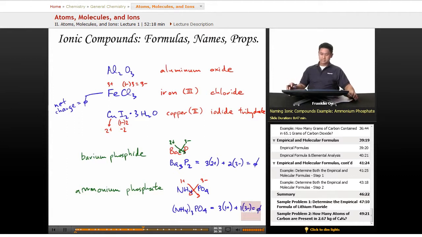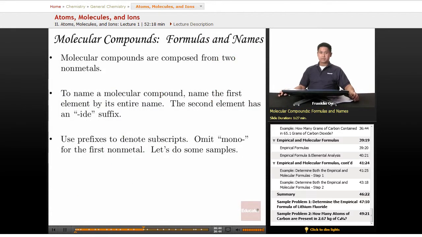Okay, so that's some nice properties on ionic, nice sample problems on naming ionic compounds. The other type of compound we're going to learn about now is called a molecular compound. And molecular compounds are not a metal and nonmetal, but instead they are composed from 2 nonmetals, something like CO2, something like CO, and of course H2O itself.